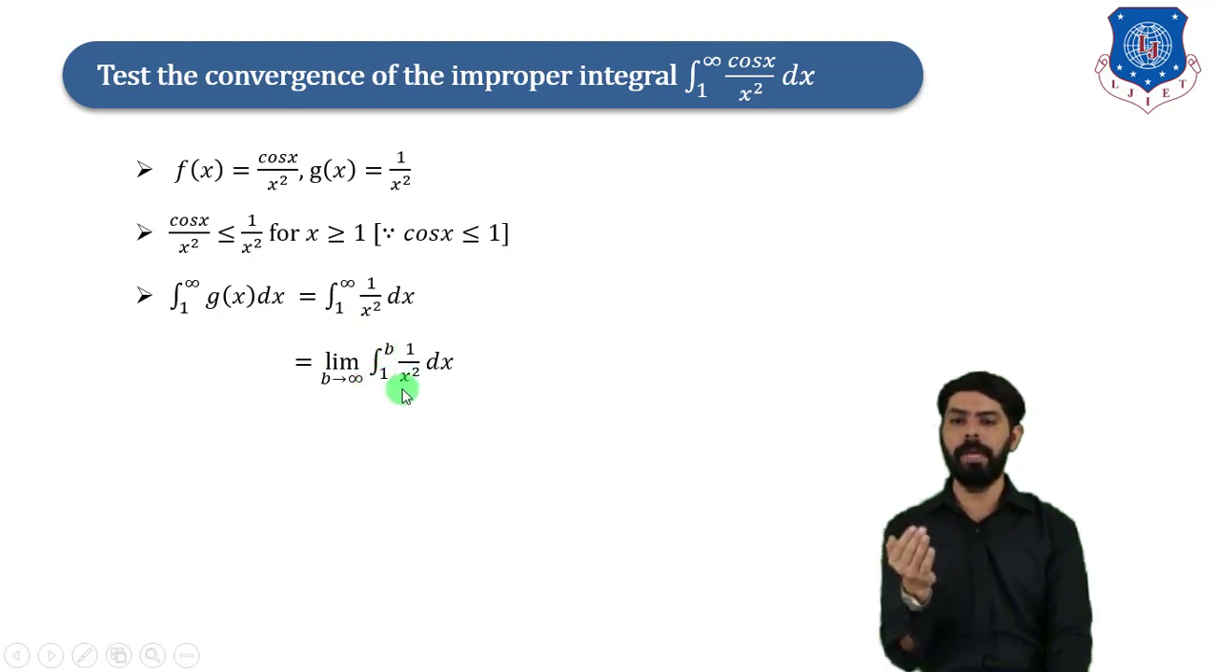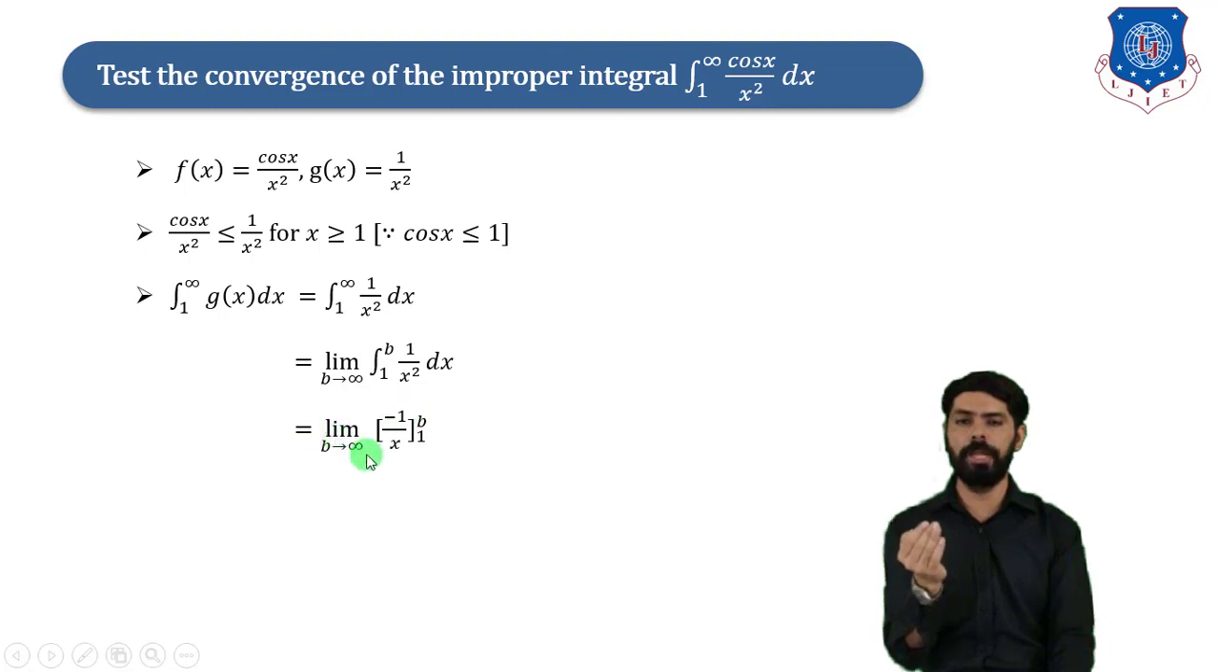Now 1 divided by x square is equal to x raised to minus 2, and we know that the integral of x raised to n is x raised to n plus 1 divided by n plus 1. By this formula, it will be x raised to minus 2 plus 1 divided by minus 2 plus 1, so x raised to minus 1 divided by minus 1, which is minus 1 divided by x. Therefore, this is equal to the limit as b tends to infinity of minus 1 divided by x from 1 to b. First we replace x by b, then subtract the value with x replaced by 1. So it will be the limit as b tends to infinity of minus 1 divided by b plus 1.